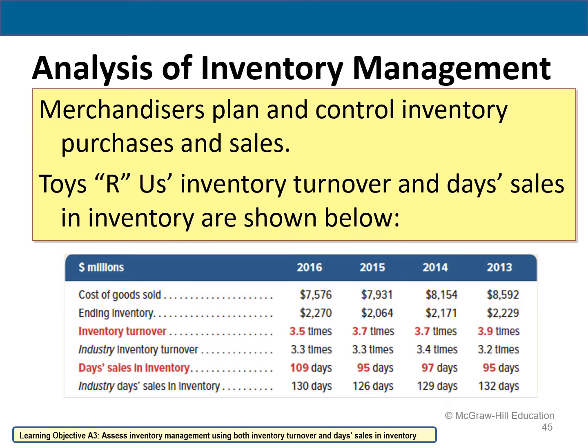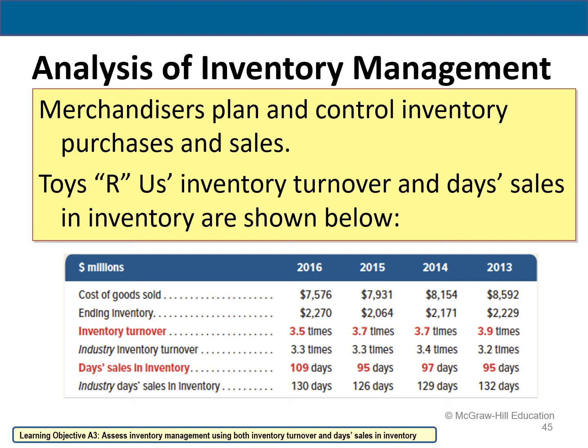All right, if we look at an analysis of inventory management, merchandisers plan to control inventory purchases and sales. Toys R Us turnover and days sales in inventory are shown below. So inventory turnover, it's turning over 3.5 times in 16, 3.7 times in 15, 3.7 times in 14, and 3.9 times in 13.